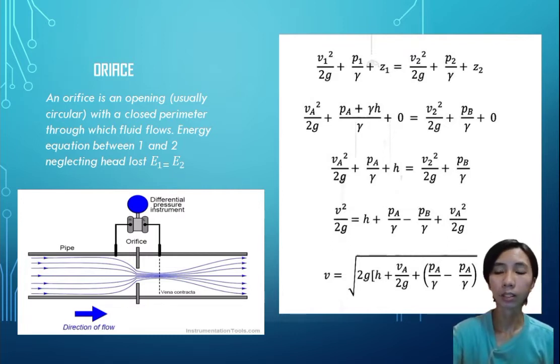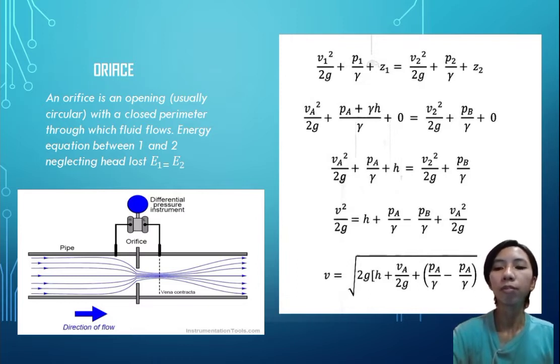Now this is the process of the orifice. To get the formula, we have v sub 1 squared over 2g plus p sub 1 over y plus z sub 1 equals v sub 2 squared over 2g plus p sub 2 over y plus z sub 2. In that case, that will be v sub a squared over 2g plus p sub a plus y times h over y plus 0 equals v sub 2 squared over 2g plus p sub b over y plus 0.